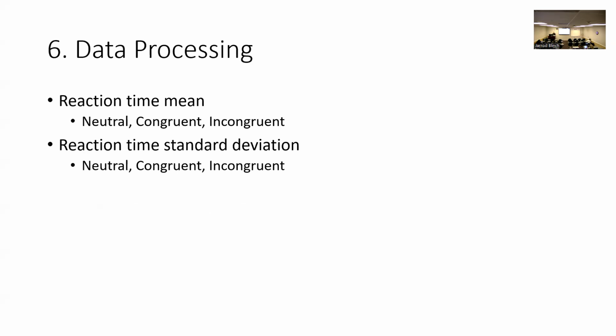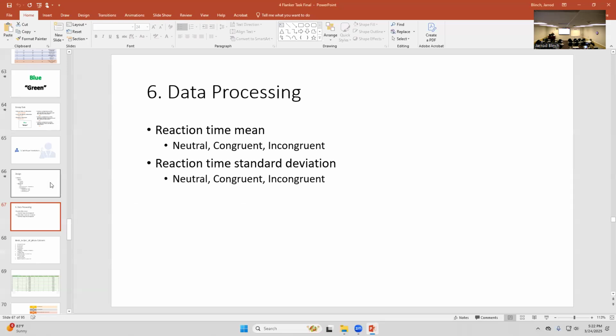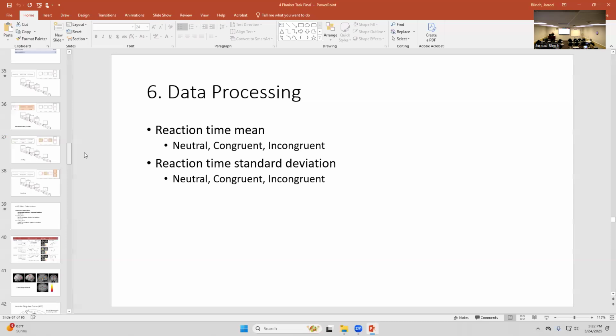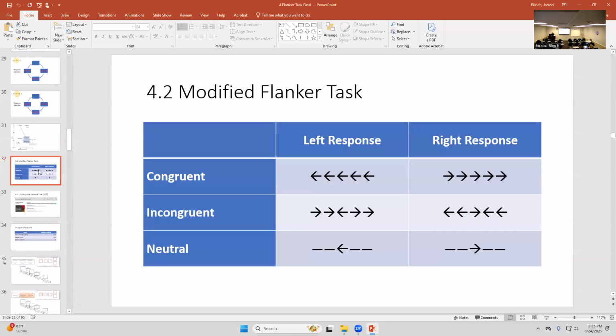What are we going to extract from the data? Kind of like before, we're going to find out reaction time mean and reaction time standard deviation. And now we have 3 conditions. So you'll have to calculate these for neutral trials, congruent trials, and incongruent trials. There are 6 types of trials, but 2 of those get averaged together.